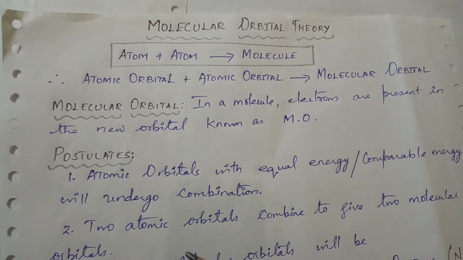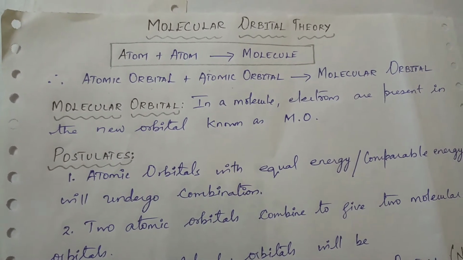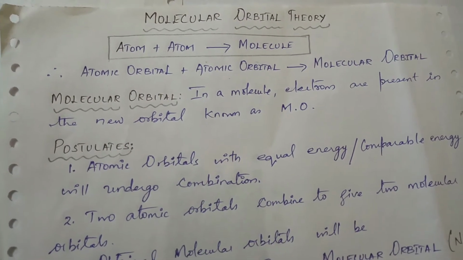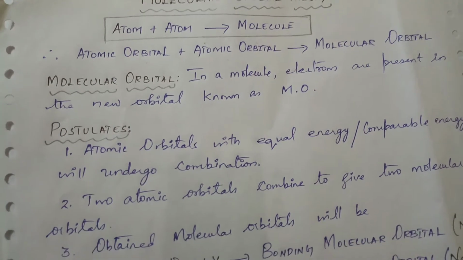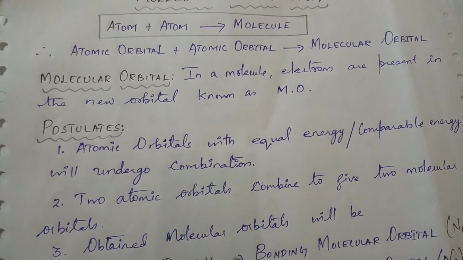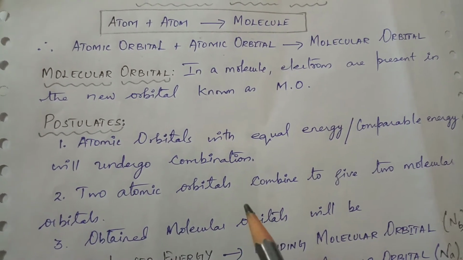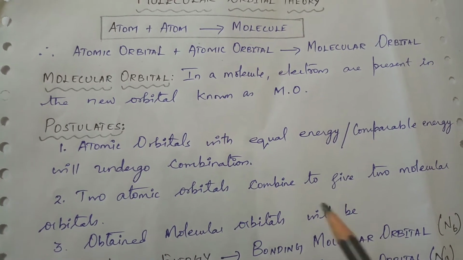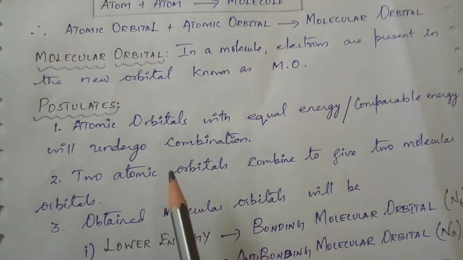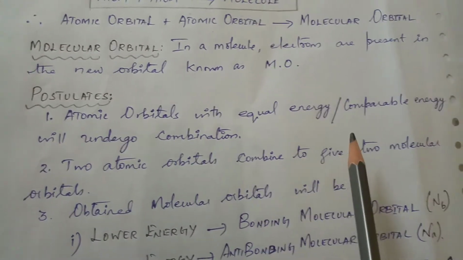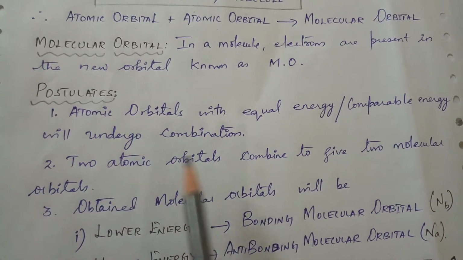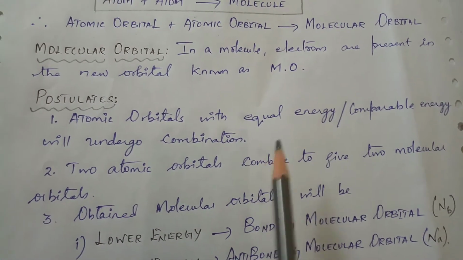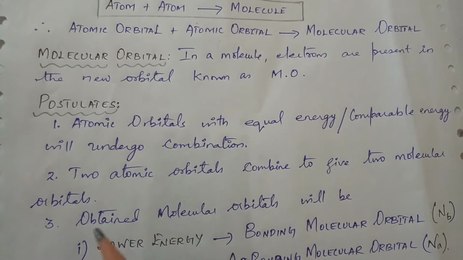We said atomic orbitals will undergo combinations, but whenever they do, we need to keep in mind that the orbitals will combine only if they have equal or comparable energy. So the first postulate: atomic orbitals with equal or comparable energy will undergo combinations, and when they do, one more thing we can expect.